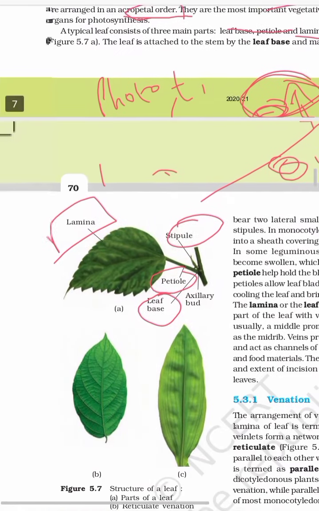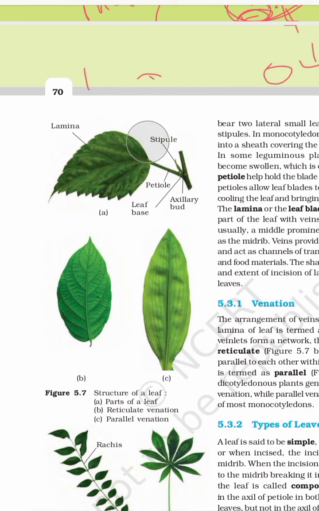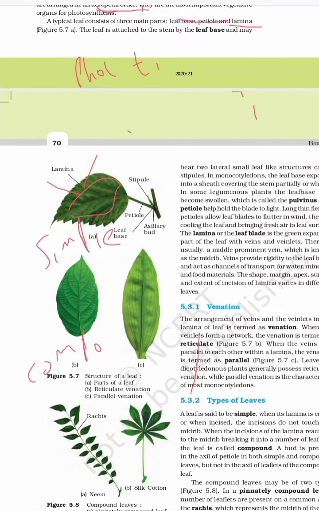So let us first see the structure, right? So what is happening over here? As you can see, this part is the lamina, right? Now according to the incisions on lamina, there are two things, simple and compound. What do you mean by simple leaves? Simple leaf means it is a smooth leaf, right? Simple leaf and compound leaf. So simple leaf is a smooth leaf, right?